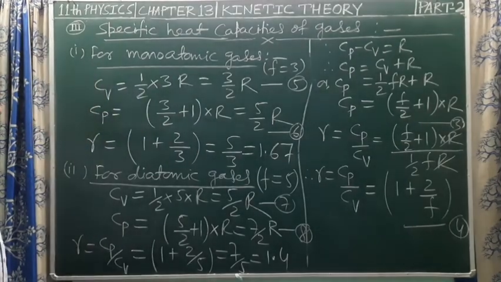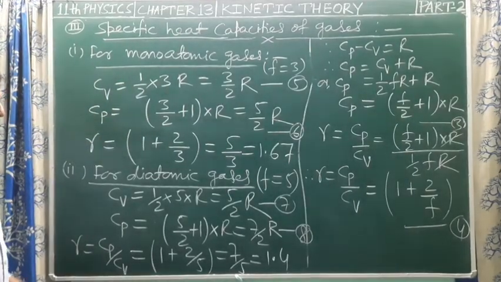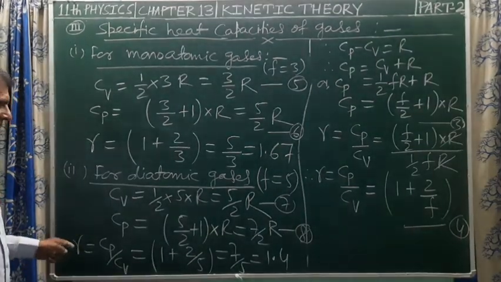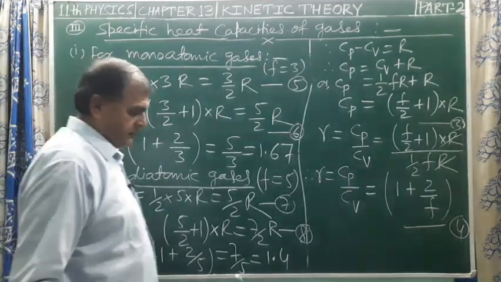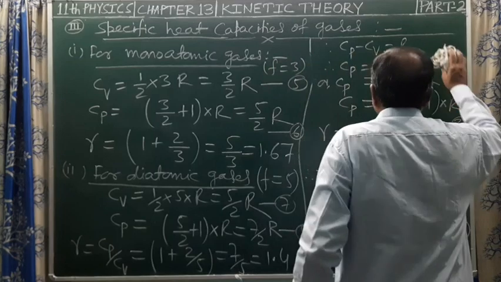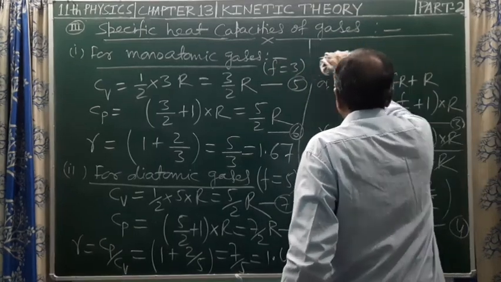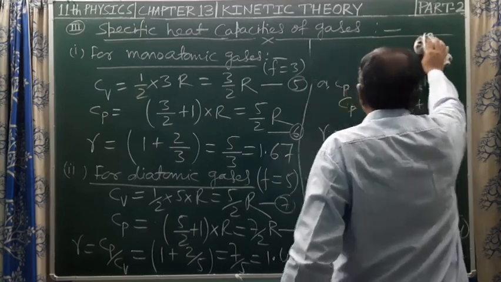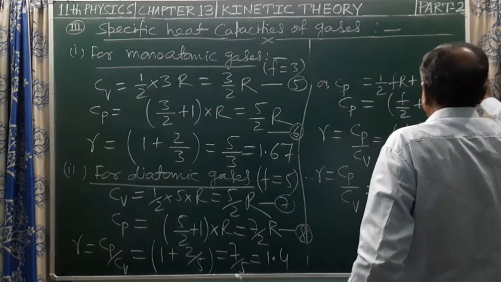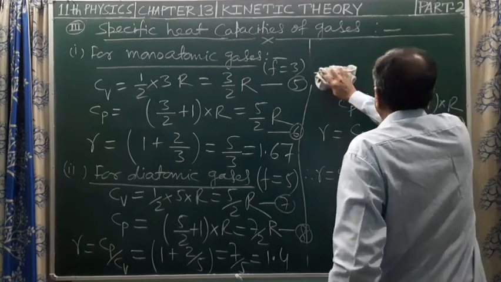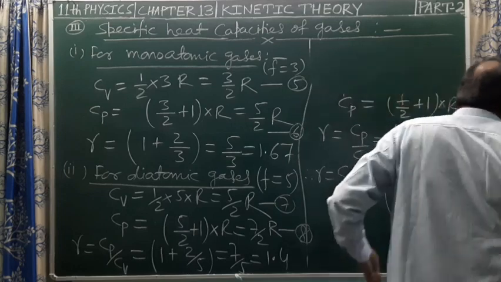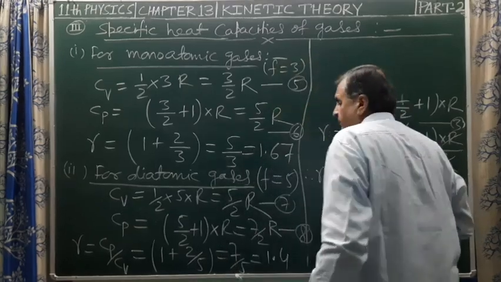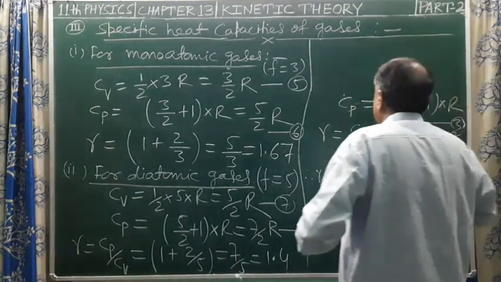So for diatomic gases, the total degree of freedom F is equal to 5 and the ratio of the two specific heats of gases, Cp by Cv, gamma, equals 1.4. And finally, for triatomic gases, the total degrees of freedom are 3 translational plus 3 rotational, that is 6 total degrees of freedom.